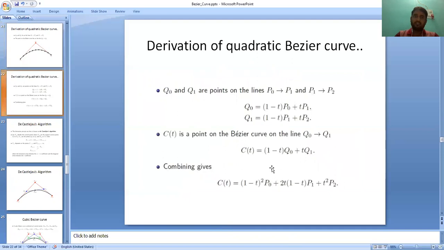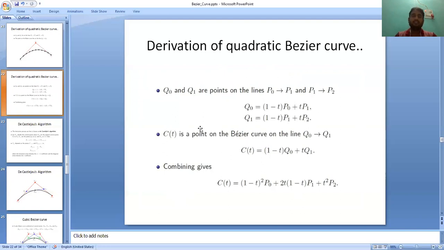In order to find the equation of this curve, I have already told you that Q0 is a point that lies on P0, P1. So in order to calculate Q0, we'll write (1 minus t) P0 plus t P1, because this Q0 lies on P0 and P1. Then to calculate Q0, we have to use this parametric equation. And Q1 will be calculated as (1 minus t) P1 plus t P2. So these are the equations.